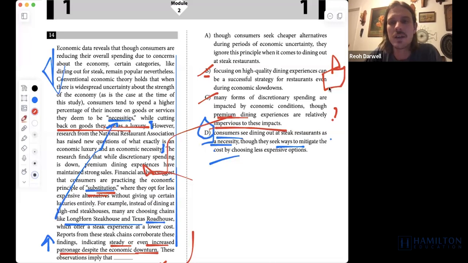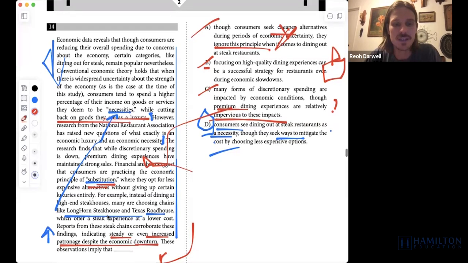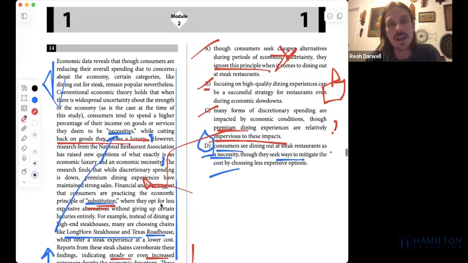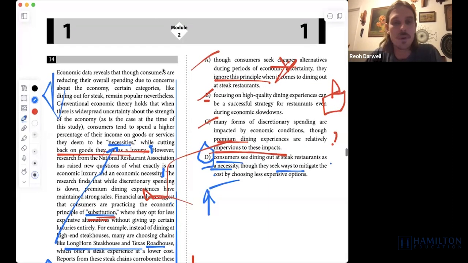And finally, are they ignoring this principle entirely? No, right? Because they are seeking out somewhat cheaper alternatives by going to places like Texas Roadhouse and Longhorn Steakhouse as opposed to a delicious place like Pinnacle Peak. So as such, that's how we can arrive to D and actually finish up our reading section for both of these modules of test 306.